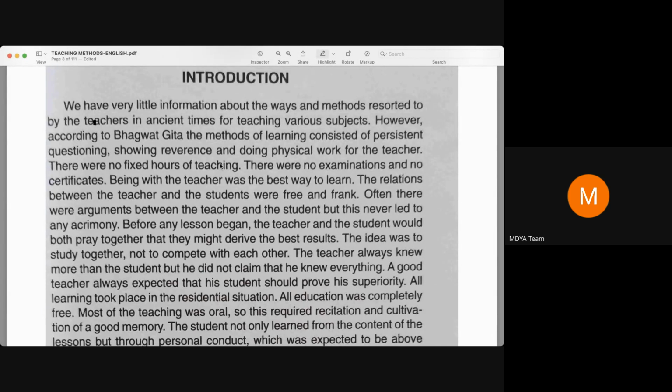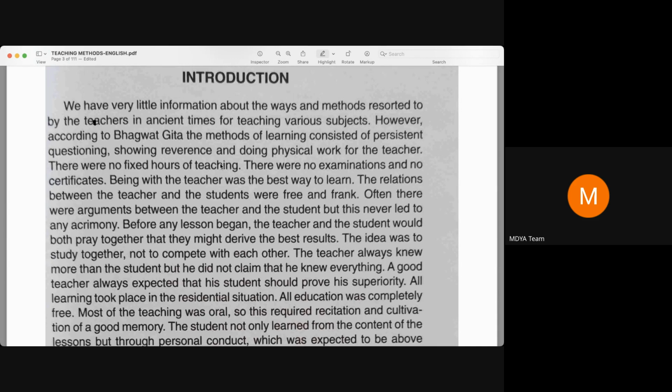However, according to the Bhagavad Gita, the methods of learning consisted of persistent questioning. Like in the Gita, we have seen Arjuna asks the questions and Krishna gives the answers to his various queries, and so much information you can get from those question and answer rounds. So this is one of the ways the teacher teaches his disciples or students.